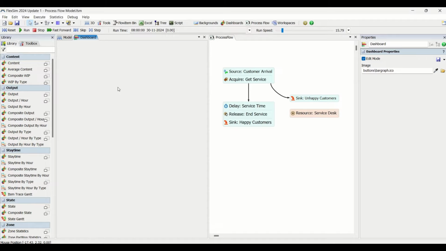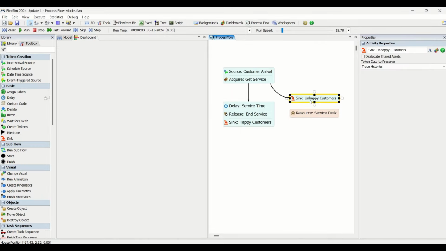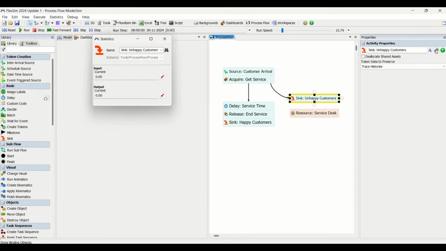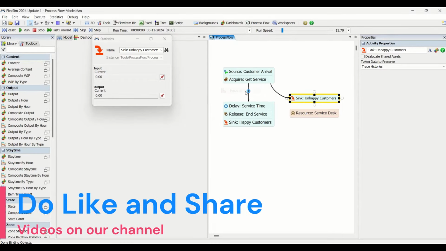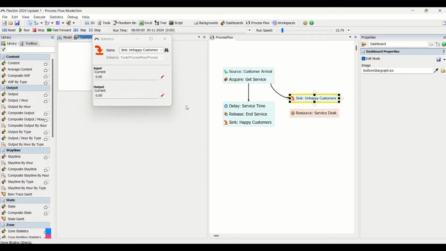Okay, so now let us understand one thing. When you click on this sink, what are you going to see? Here you see the text, and you can change the font color of the activity. Here we have the activity statistics. If you look, we have input, which is the current, and output. From the sink we are not going to have any output. That is the reason we need to identify the input coming into our unhappy customers. So now let us take a graph that is input versus time for unhappy customers.